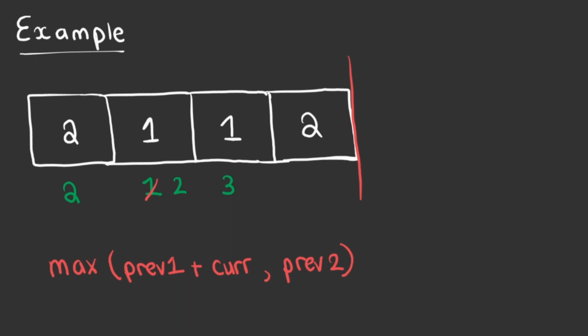Then again, we perform this calculation, and again, this is previous 1 and this is previous 2. So either we have previous 1 plus 2, which is going to be equal to 4, or we have previous 2, which is equal to 3. So the maximum amount of money we can rob until this point is 4.